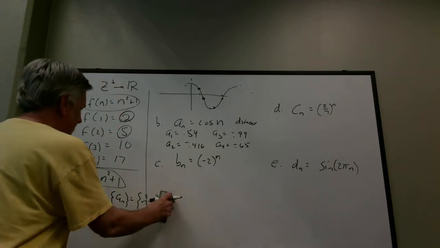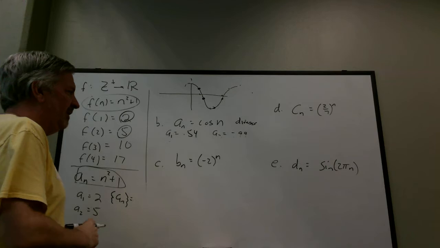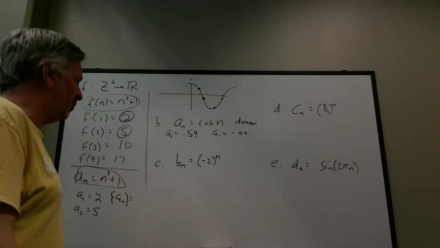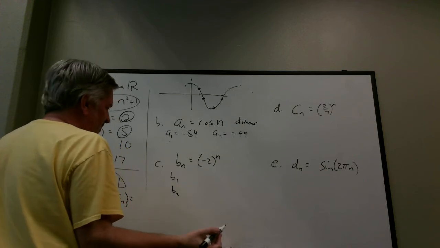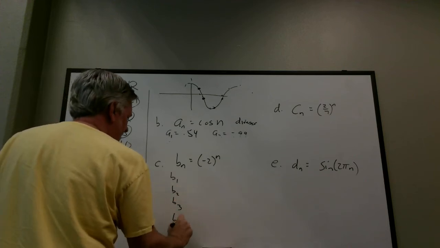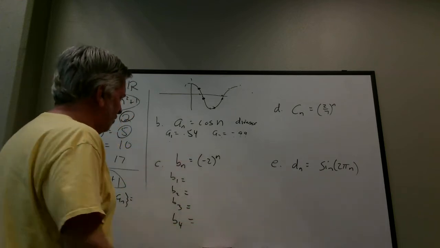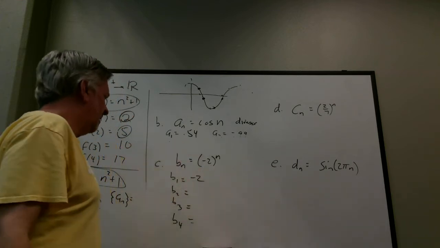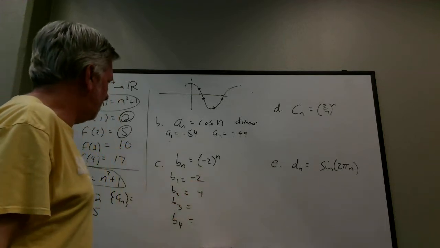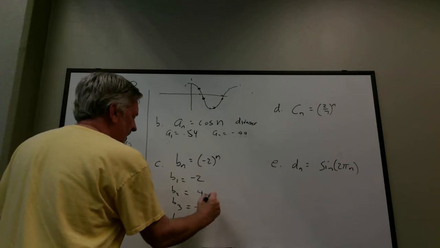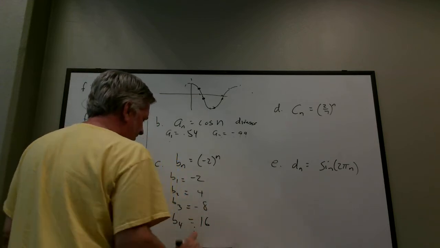Now let's look at this example C here. So let me erase this. It says b sub n is negative 2 to the n. Again, if you don't have a good feeling for what's going on, list a few values. Sometimes a couple of values isn't going to be enough, but you might want to do it just to get a feeling for what's going on. So b1, negative 2 to the first is negative 2. b2, negative 2 squared is 4. b3, negative 2 cubed is negative 8. b4, negative 2 to the fourth is 16, and you keep going.